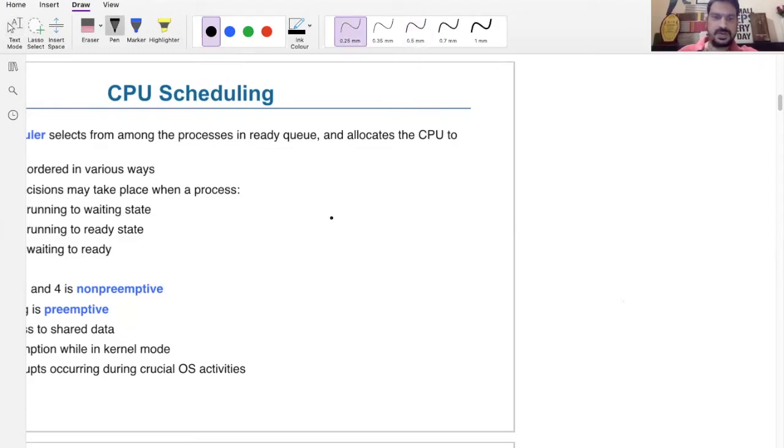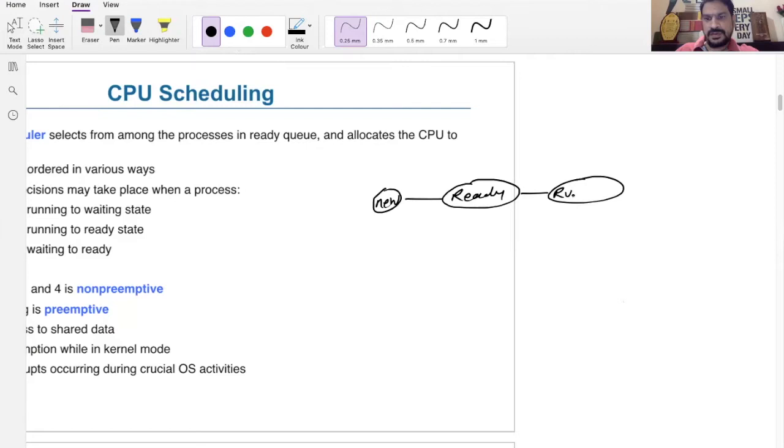Different states. So if we have, let's say, a new state, then we have a ready state, then we have a running state, and we have a terminated state, termination state. Okay.